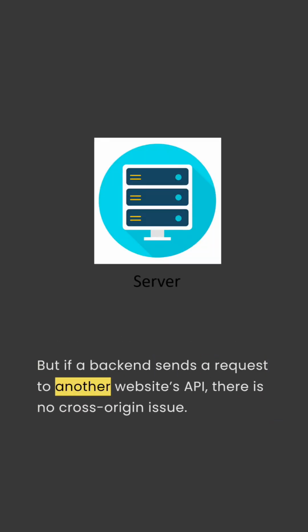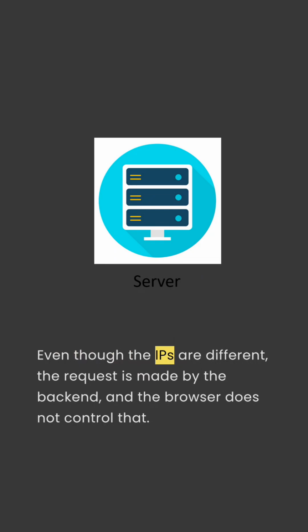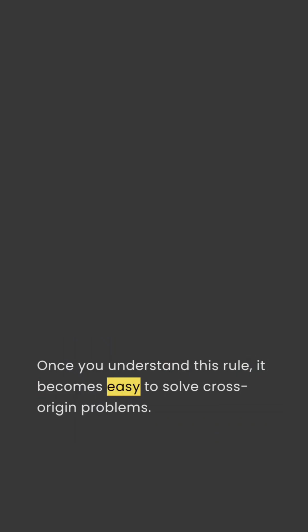But if a back-end sends a request to another website's API, there is no cross-origin issue. Even though the IPs are different, the request is made by the back-end, and the browser does not control that. Once you understand this rule, it becomes easy to solve cross-origin problems.